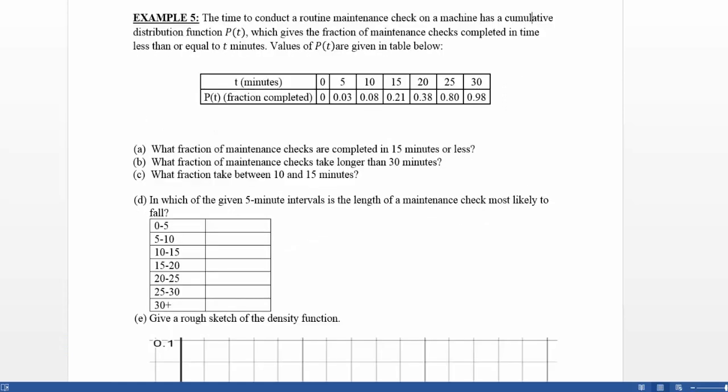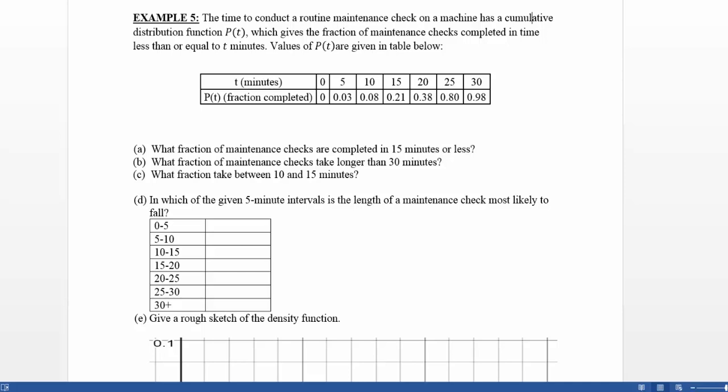Example 5. The time to conduct a routine maintenance check on a machine has a CDF, or a cumulative distribution function, which gives the fraction of maintenance checks completed in time less than or equal to t minutes. Values of capital P of t are given in the table below. So notice that time, given in minutes, is given as our top variable here, and our P of t, the fraction completed, which is our CDF, is given in the second row.